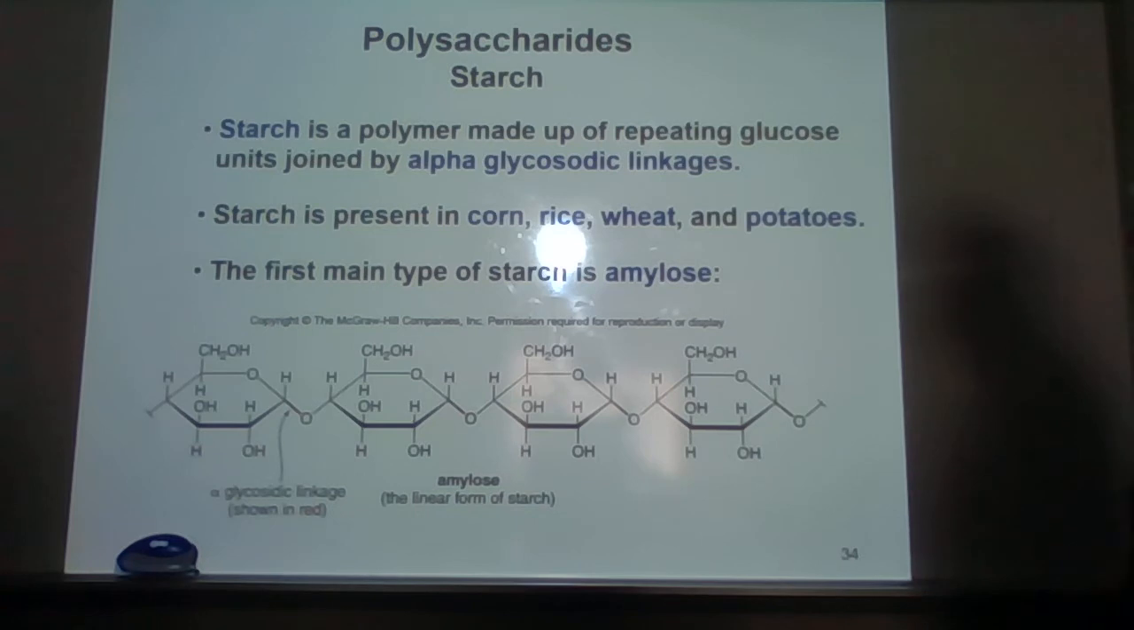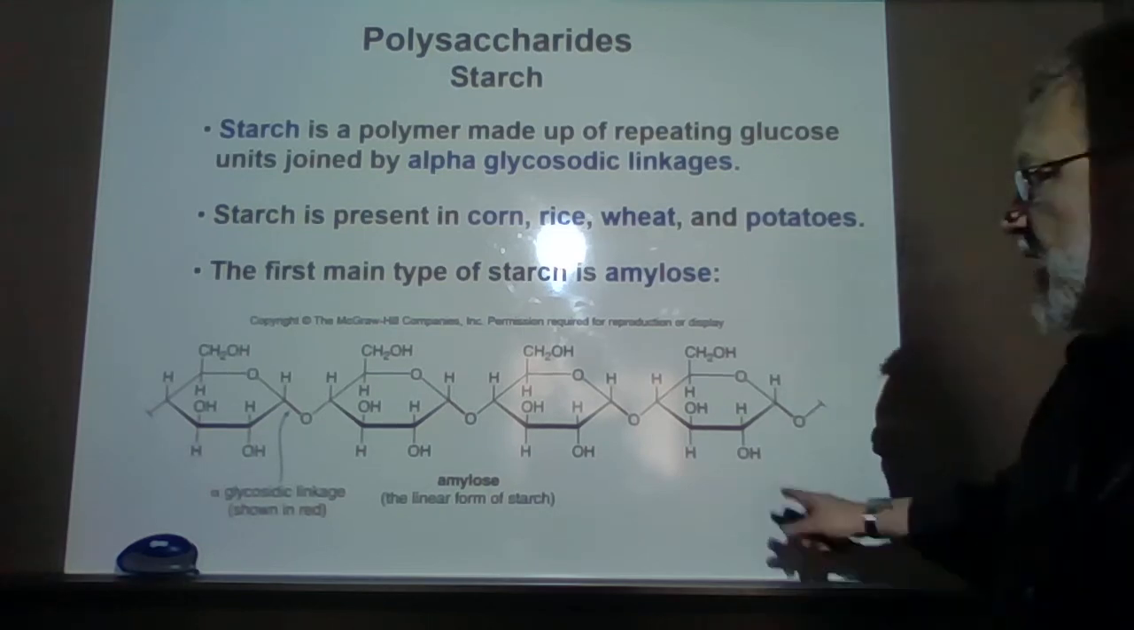Another polysaccharide involving glucose, starch. It's a polymer that's made up of repeating glucose units, not by a beta link, but by an alpha link. So these have alpha glycosidic linkages. Starch is the material that's present in corn, rice, wheat, and potatoes.